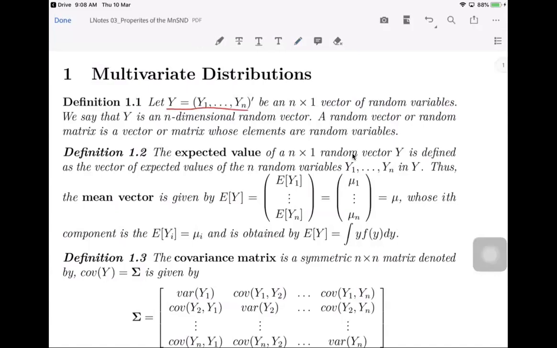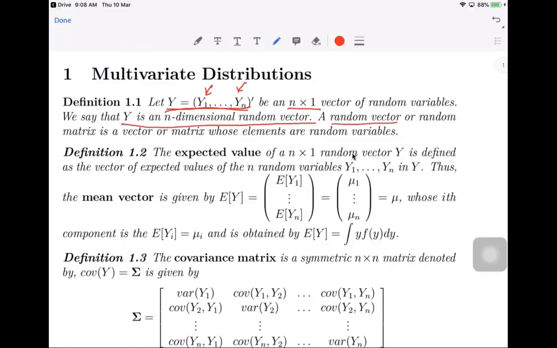First, we consider a random vector y, which is of dimension n by 1, and each of the yi's here will be random variables. That's why it is called an n-dimensional random vector. In general, it can be a random vector, or if we append random vectors, it becomes a random matrix, which is a vector or matrix whose elements are random variables.